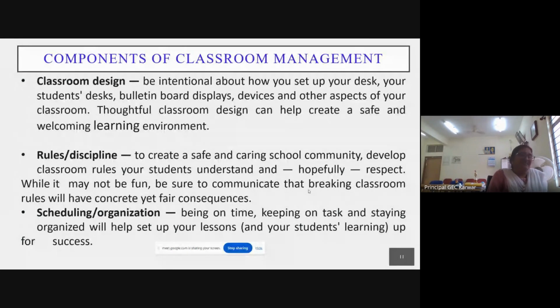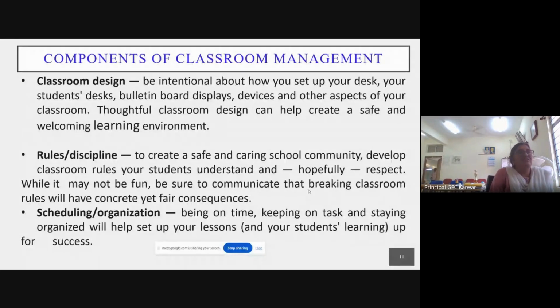Like whenever the classes are not running, students generally disturb other classrooms. All those things should be taken care of, and we need to make a student leader inside the classroom so that they will teach discipline to the other students and will mind the other students also. Then scheduling and organization. Being on time.